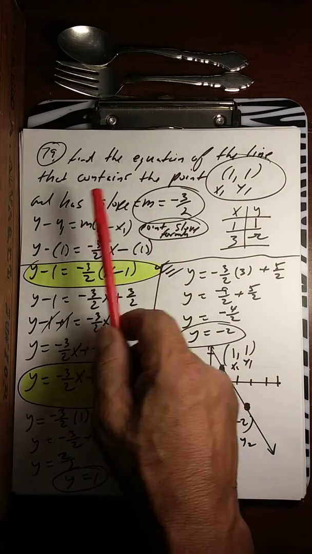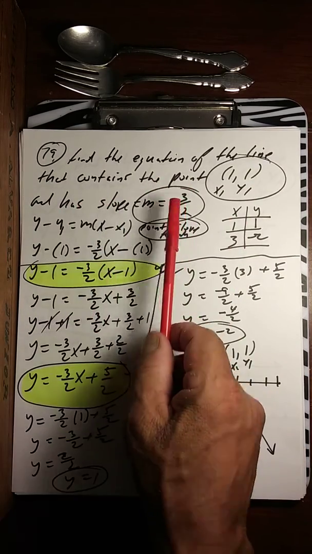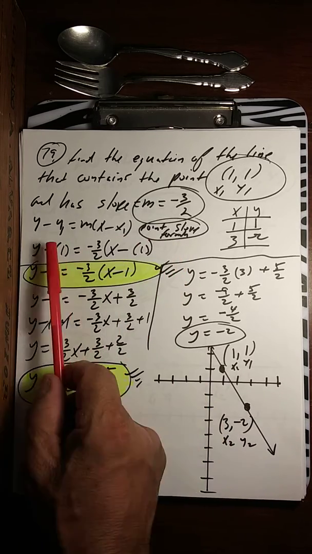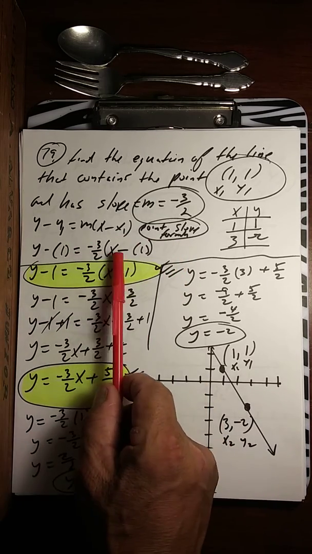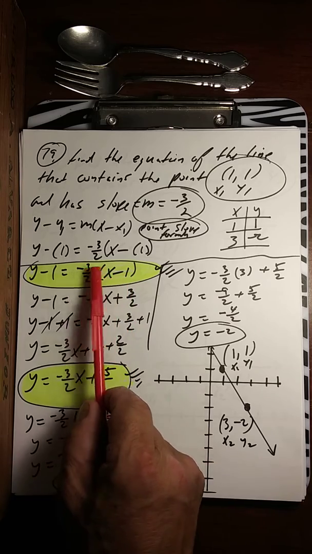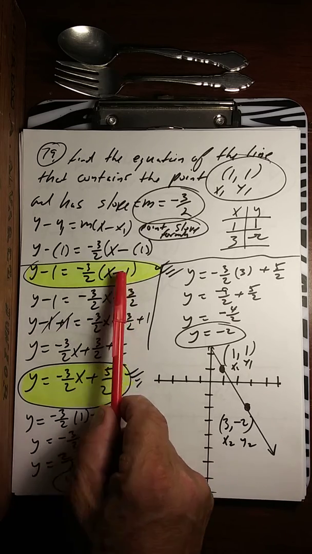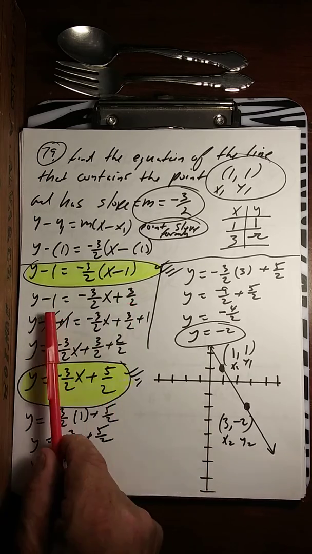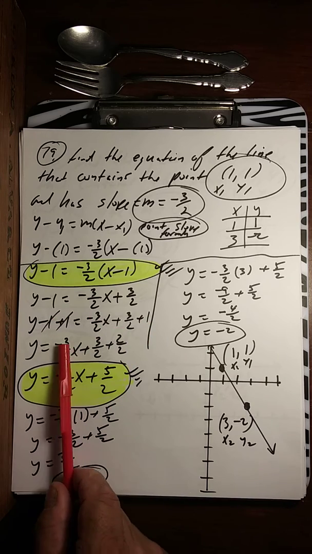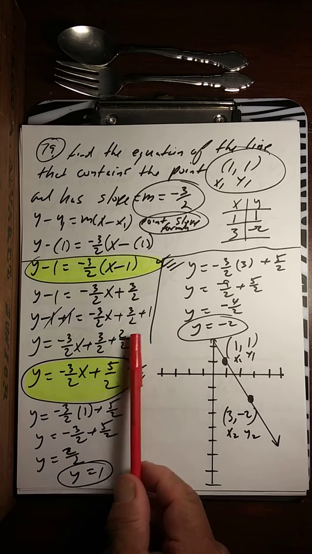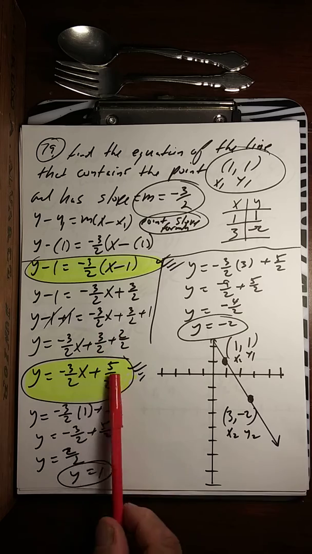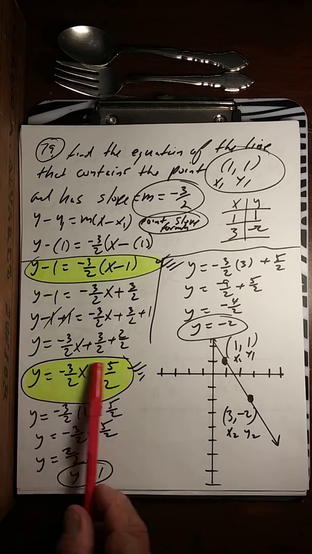This one. Find the equation of a line that contains a point and has a slope. So put the numbers in there. Point-slope formula, y minus y1, slope, x minus that, x minus 1 is that. That turns out minus 3 halves x, and that turns out positive 3 halves. So now add 1, so minus 3 halves x plus 3 halves, and 1 is 2 over 2. Put that together, it's going to be 5 halves. So this one or this one.